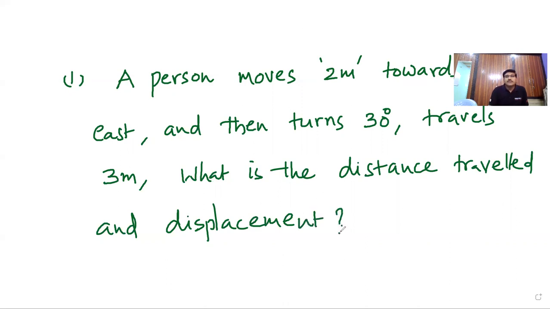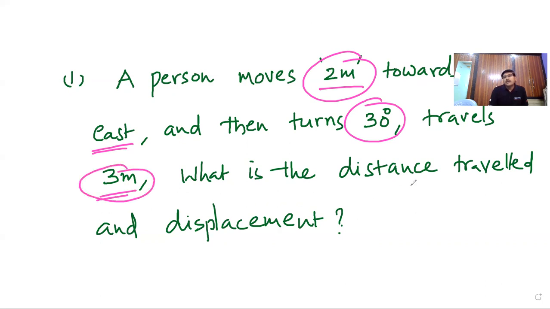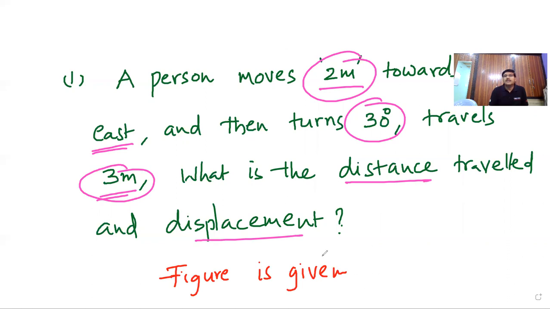Have the clarity in the question? A person is moving 2 meters towards east side. Then turning 30 degrees, travels 3 meters. Now, what is the distance and displacement? Both are asked. He has clearly quoted that a figure is given. Let us see the given figure.